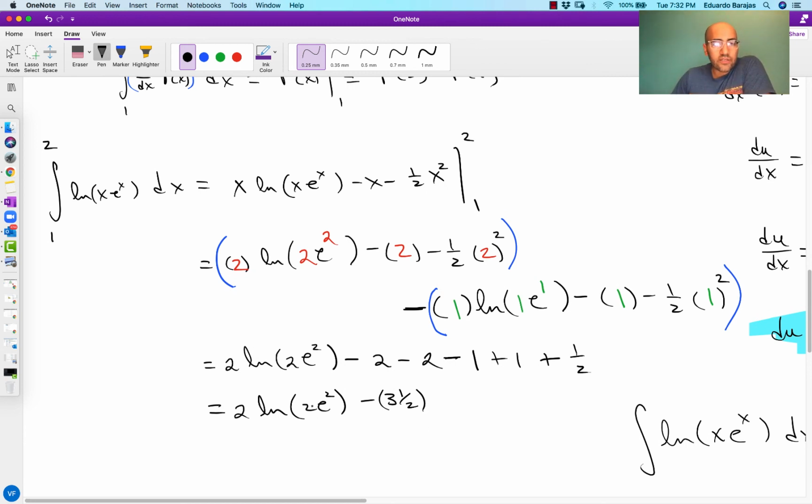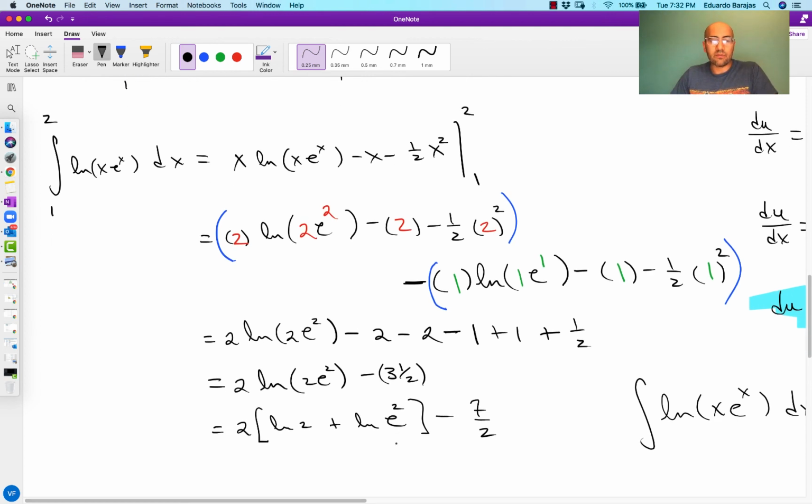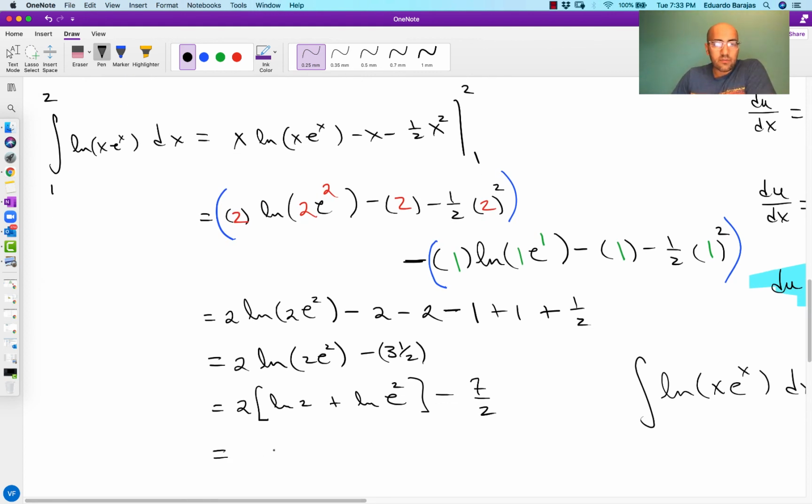When we have a multiplication here, we can rewrite it as an addition. So this is equal to 2 times ln of 2 plus ln of e to the 2nd power minus, and then as a mixed number it was negative 3.5, but then we can rewrite it as a fraction, 7/2. Good. Ln of 2 can't really be simplified, but ln of e to the 2nd power, that's just going to be equal to 2.